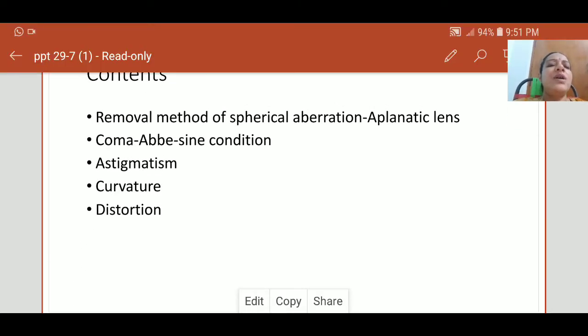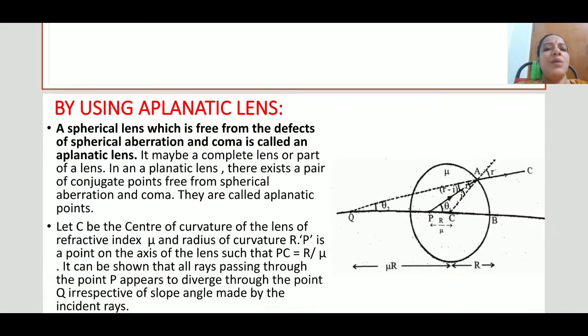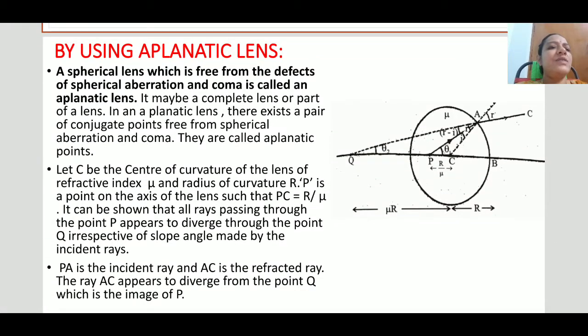Next, another type of monochromatic aberration is coma. What is coma and how it is removable by using the sine condition. Next, another one is astigmatism. Next, curvature. Next, distortion. Let us know about the removal method of spherical aberration by using an aplanatic lens.